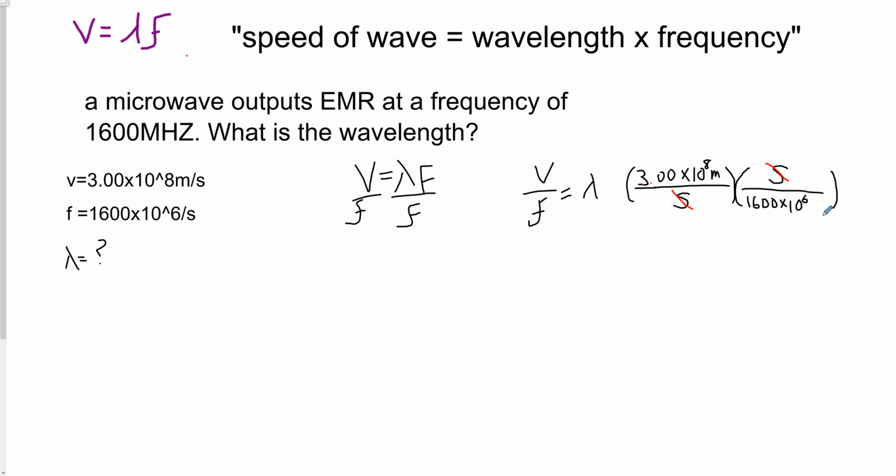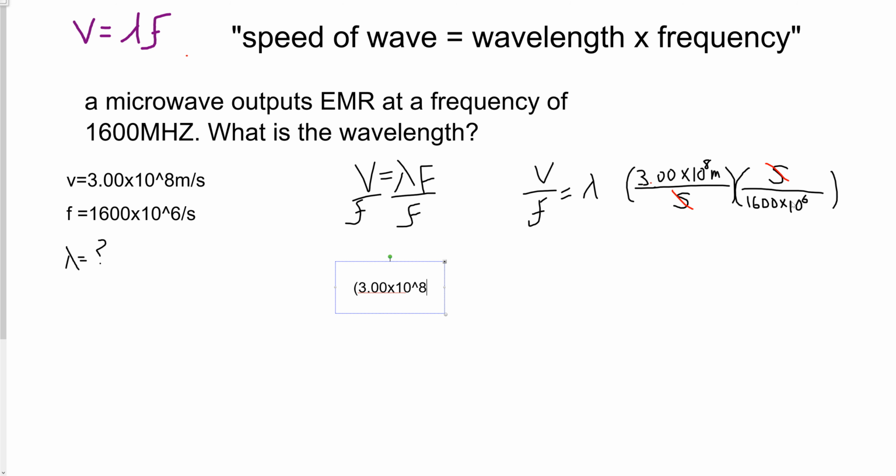Remember to bracket these on your calculator, please. If you don't, when you divide by a number that has an exponent, you're going to get some weird garbage. So I'm going to say 3.00 times 10 to the power of 8. That would go into my calculator.